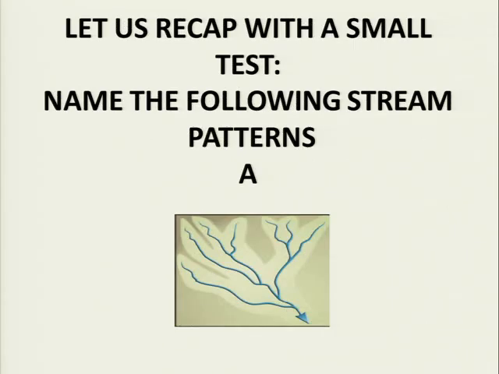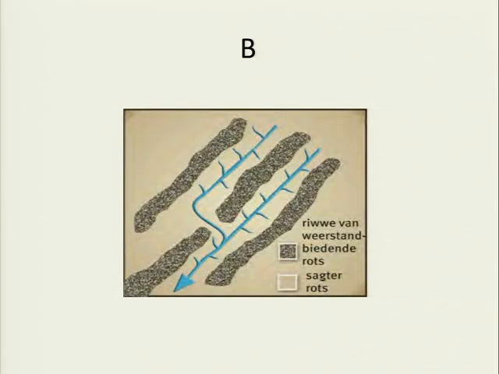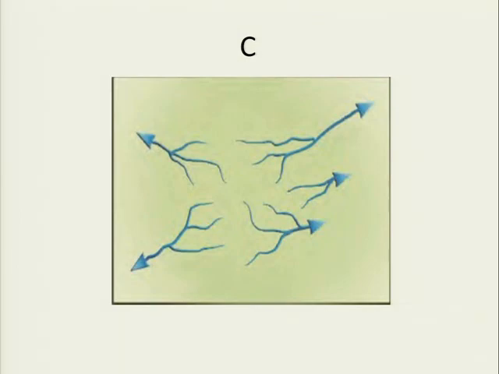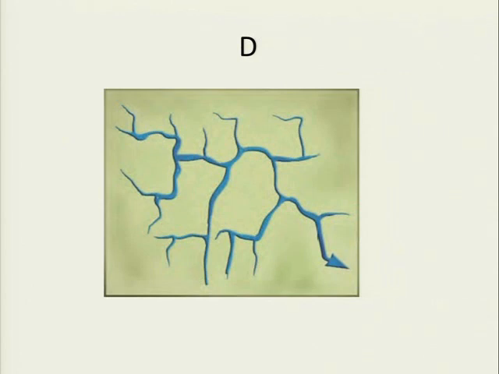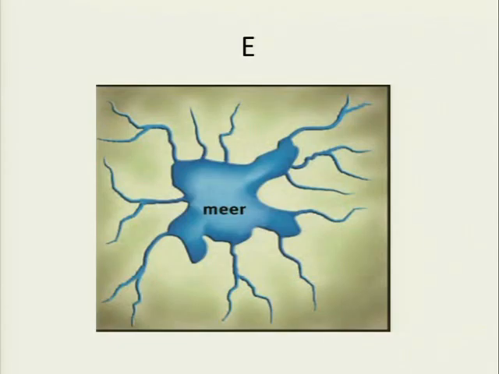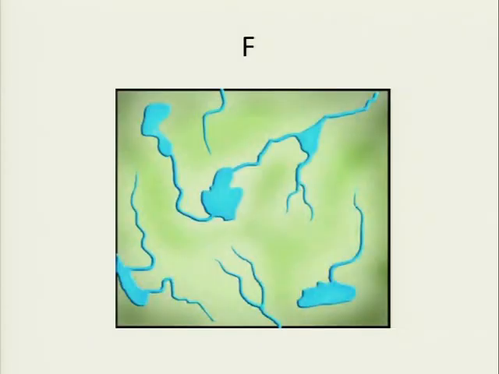Okay, we are going to write a small test now. Grab a pen and paper, and I am going to ask you to identify the following stream patterns. Number A, what do you think that is? Number B, number C, look at where the arrows are pointing. Number D, number E, number F.